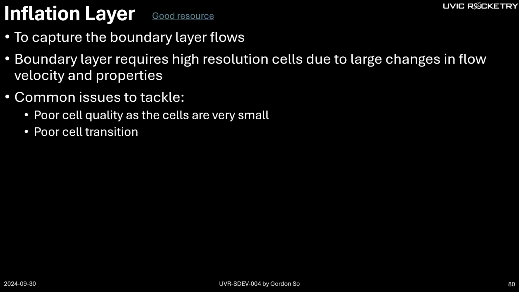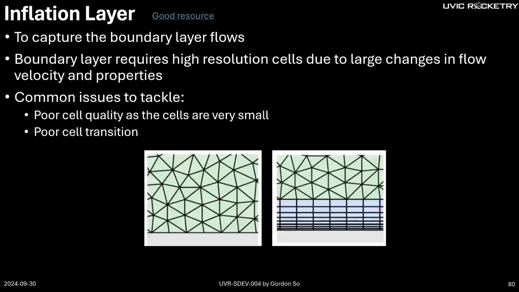A common issue to tackle is poor quality because they are so thin, and poor transition. Again, they go from really small cells to really big cells, so you may have some kind of error there. This is what it would look like without and with inflation layers. Inflation layers look pretty structured when you take a cut. And again, different regimes have different boundary layer models, so it would affect how you choose that.